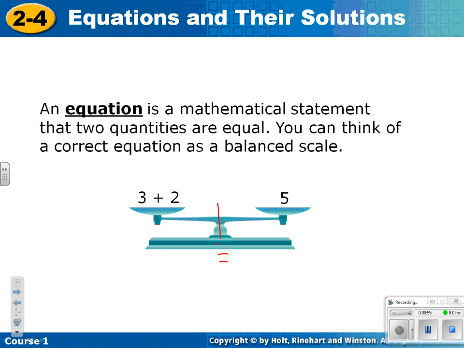For example, instead of 3 plus 2 equaling 5, what if it said 7? Would that balance? No. Let's say we had 3 plus 3. Would our scale balance? No.